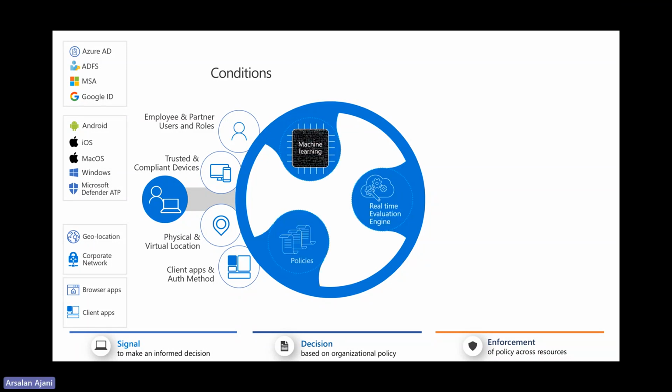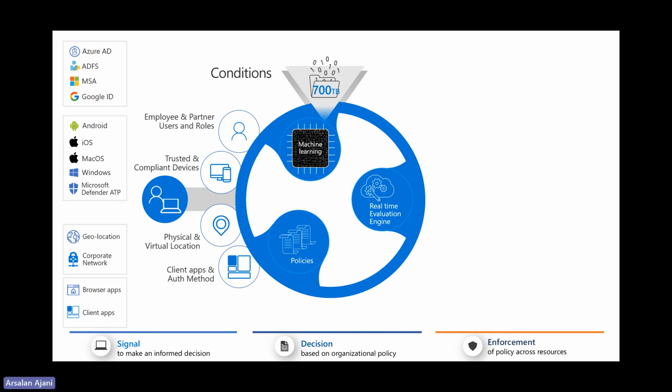Then we also have some of our dynamic conditions based on data that is coming in to Azure Active Directory from our signals. So Azure AD utilizes machine learning to analyze vast amounts of data and user behavior patterns, enabling it to identify and flag suspicious or abnormal user activities that may indicate potential security threats.